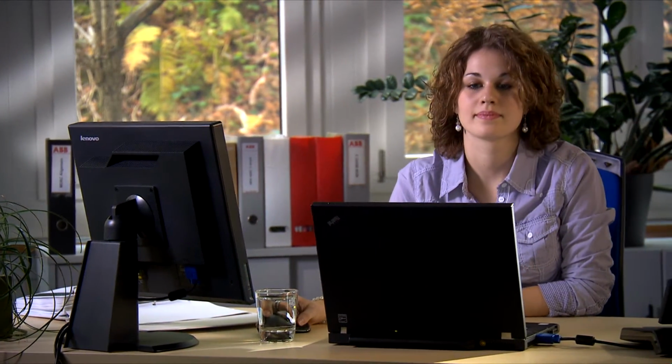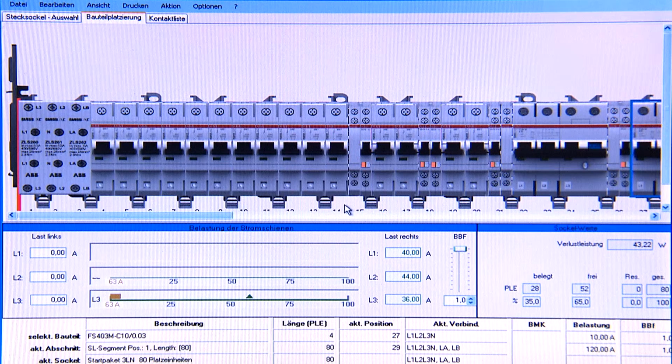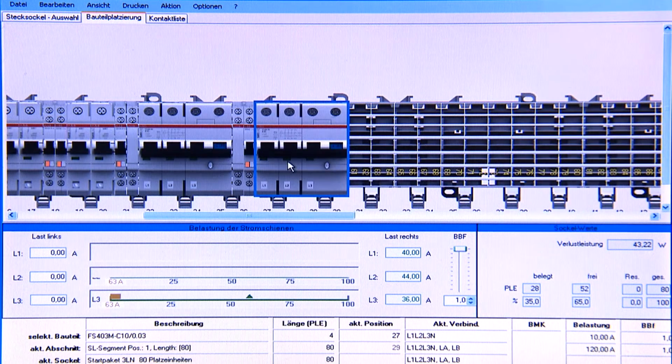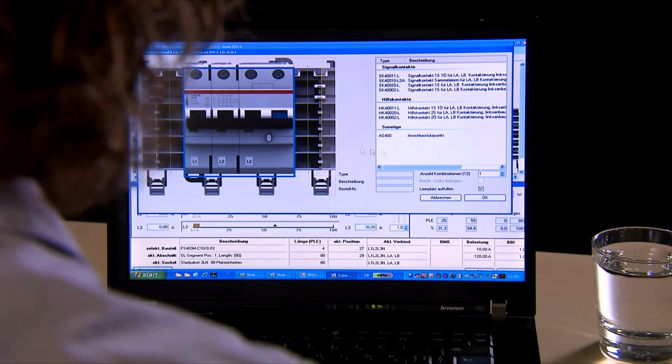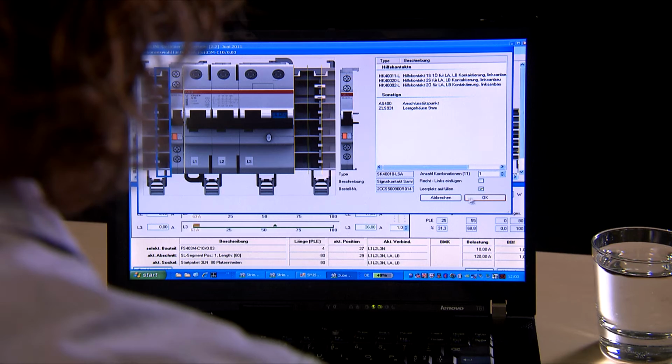Where safety, availability, and modification options are paramount, planners, building owners, and users alike choose SMISSLINE TP-Touch by ABB. SMISSLINE TP is a plug-in socket system with integrated bus bars, which simplifies the planning, setup, and maintenance of electrical systems.